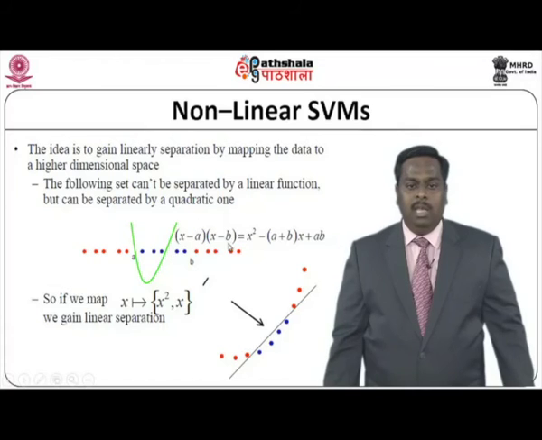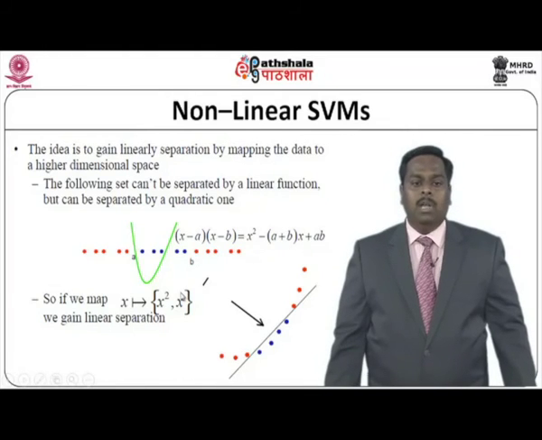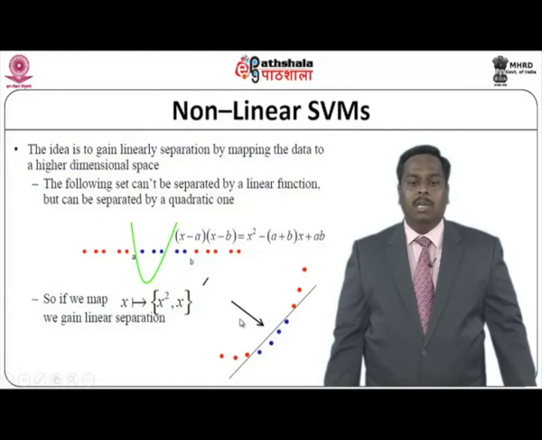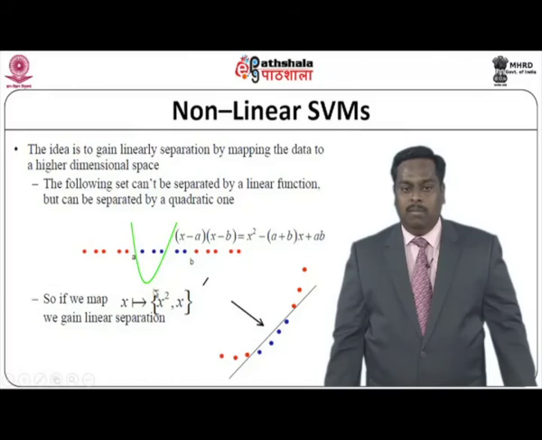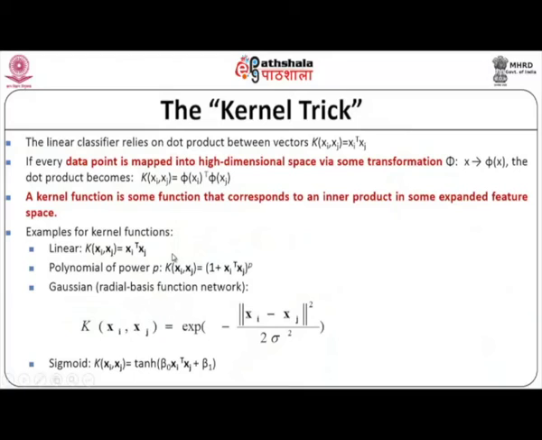If we rearrange the equation like this, x square minus (a plus b) of x plus ab, then it becomes a quadratic equation. Once we end up with a quadratic equation, of course we can gain a linear separation, and this data which is associated with this nonlinear boundary may now be decided by means of a linear boundary like this. Now, how can this transformation happen? For this we need to know about kernels.